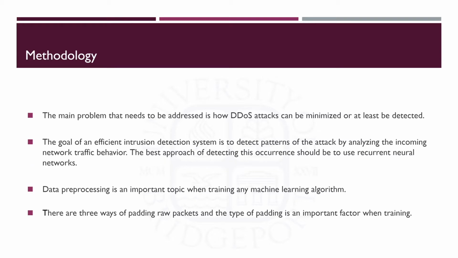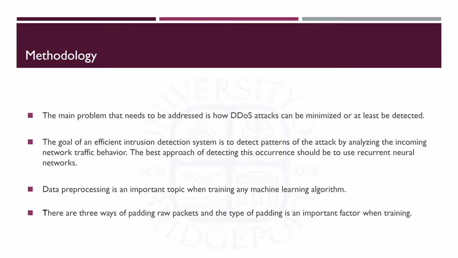Leading into the methodology, the main problem that needs to be addressed is how DDoS attacks can be minimized or at least be detected in someone's system. The goal of an efficient intrusion detection system is to be able to detect patterns of the attack simply by analyzing the incoming network traffic behavior. And we believe that the best approach to detecting this occurrence is through the use of recurrent neural networks.